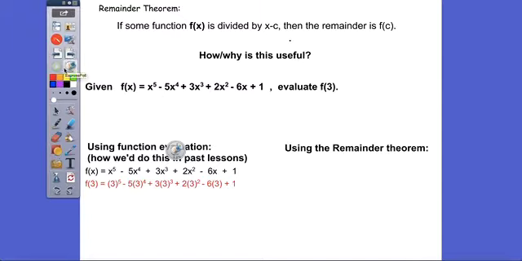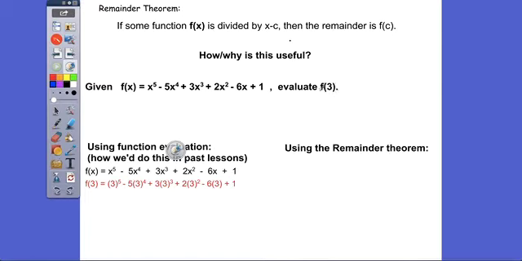Next topic, remainder theorem. So if some function f of x is divided by x minus c, so some number c, then the remainder is the same thing as what f of c would have been. All right, how or why might this be useful? So let's think about this problem right here. We have a quintic function, fifth degree.